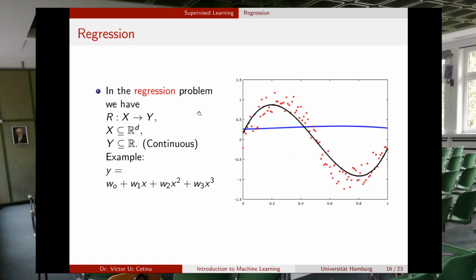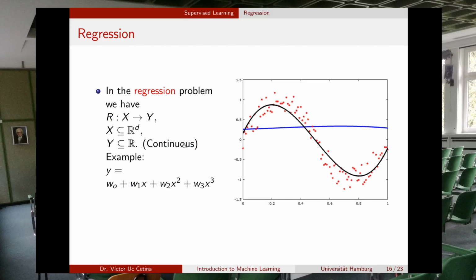So again, in the regression problem, we have some inputs that could be vectors. In this example, it is only one scalar, but it could be in dimension d. And you have an output that is always a real number. So that's why we call this output continuous.